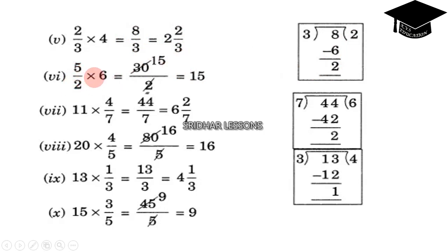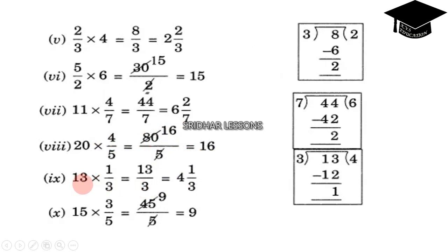Next problem, 5 by 2 into 6, that is 30 by 2. 2 cancels 30, 15 times. Okay. Next, 11 into 4 by 7, that is 44 by 7. If you divide 44 by 7, we will get the remainder 2. That means 6 of 2 by 7. Next one, 20 into 4 by 5. 20 into 4 is equal to 80 by 5. 5 cancels 80, 16 times. This is equal to 16.